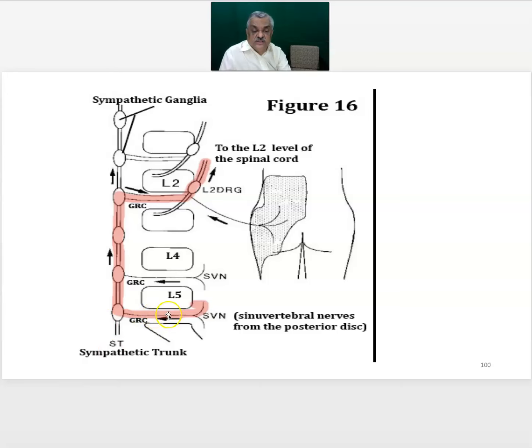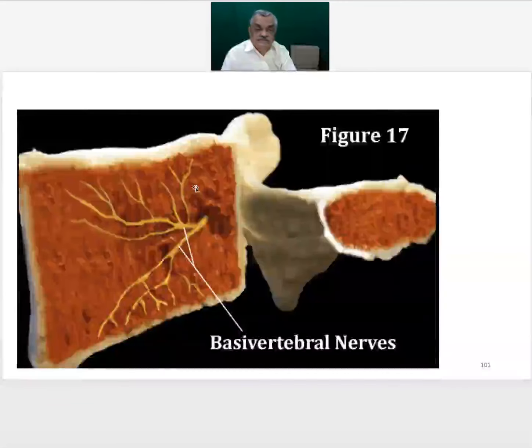are shown here, and all these sympathetics ultimately go towards the brain through the L2 ganglia or the L2 dorsal root ganglion. So if a patient is having pain in the back in this area and we want to stop that pain, we can also stop it by blocking the L2 dorsal ganglion.